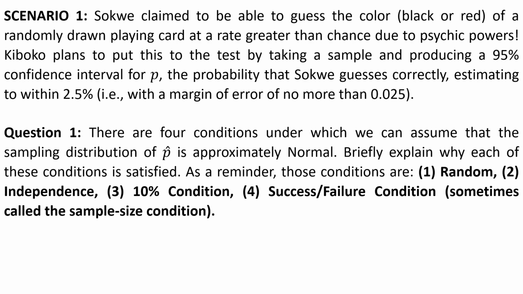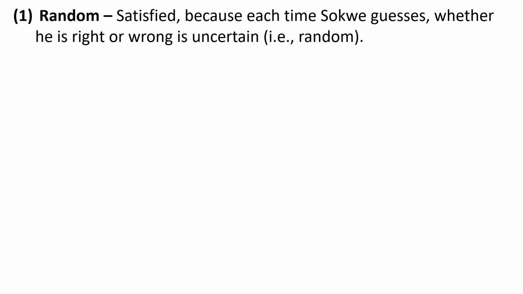So the first question just says that there are 4 conditions under which we can assume that the sampling distribution of p hat is approximately normal, and here you are to explain why these conditions are satisfied. So the first condition, randomness, is satisfied because each time Sakwe guesses whether the card is black or white, the outcome is uncertain, and that's the very definition of randomness.